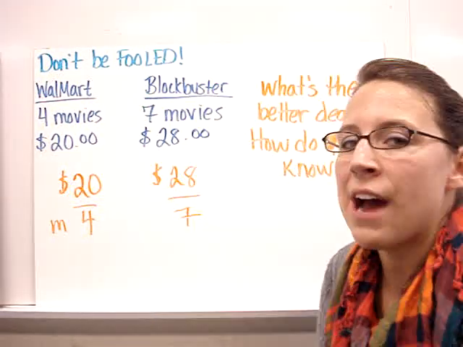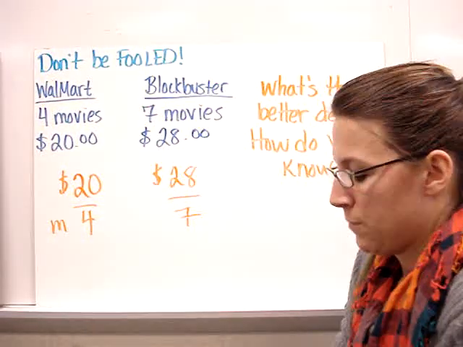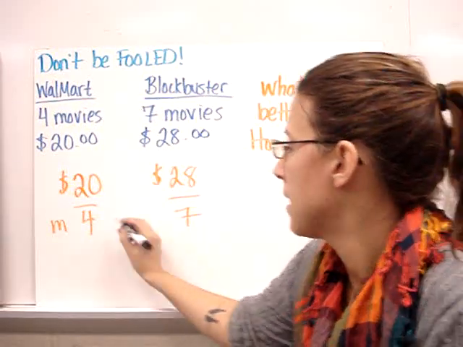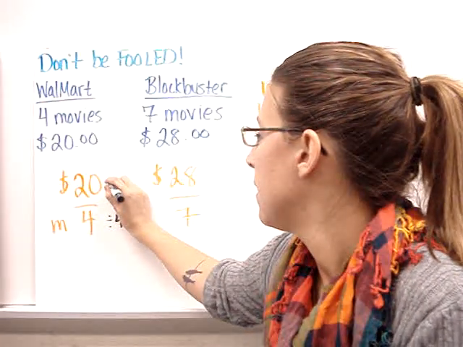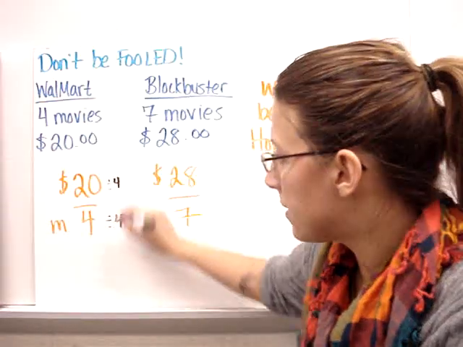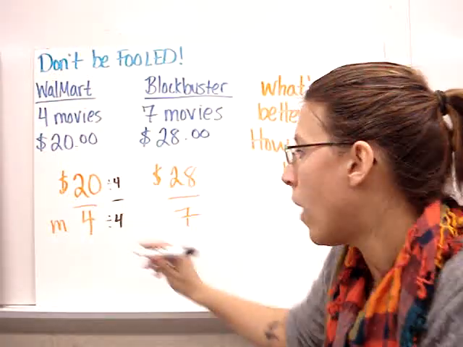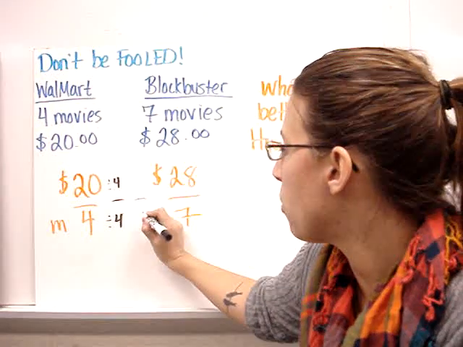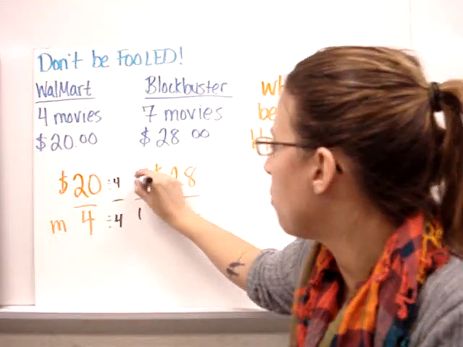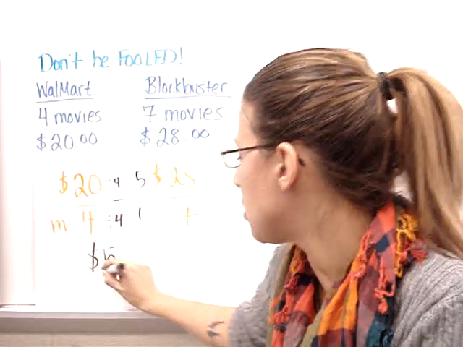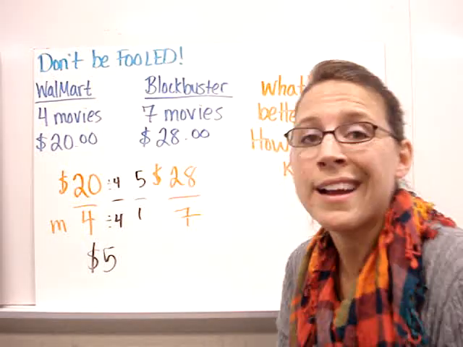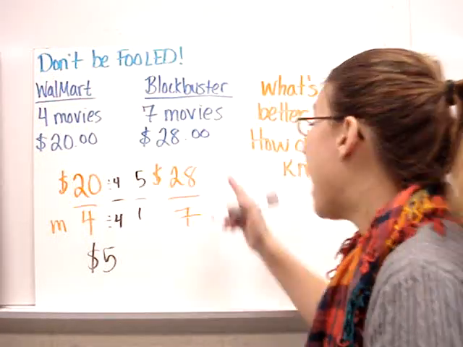If I wanted to find out how much 1 movie is, well, divide by 4, correct? And remember, I'm allowed to do that, that's 1. 4 divided by 4, that's 1 movie. 20 divided by 4, $5. So this is $5 for 1 movie. Cool. I can handle that. $5 bin. Awesome. How about over here?